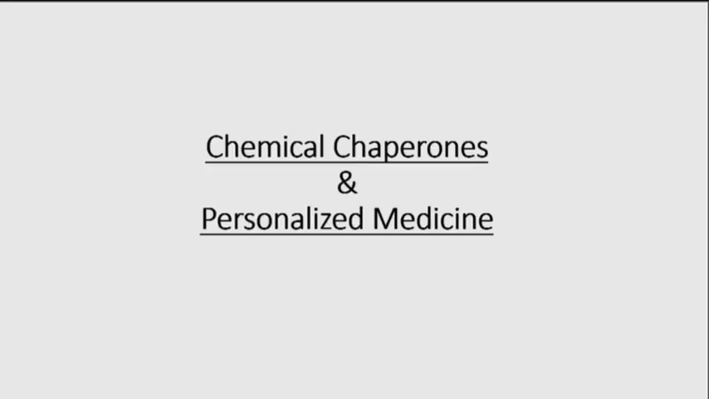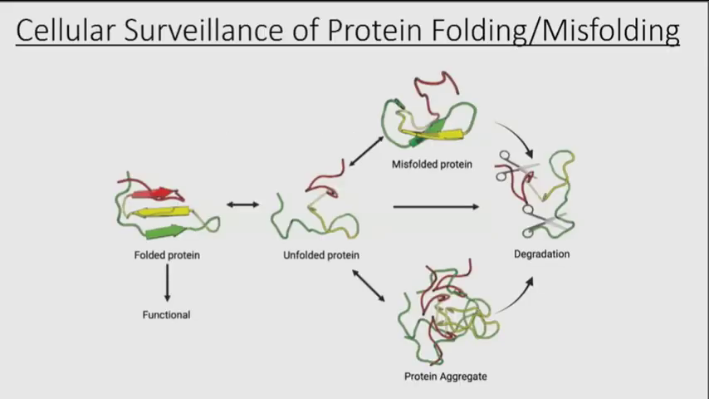Okay, so let's talk about chemical chaperones and personalized medicine. So when proteins are made in your body, they're translated from RNA into a chain of amino acids that are folded. These proteins have to assume a three-dimensional structure often, or always, to be enzymatically or functionally active. So they fold properly and then they're functional.